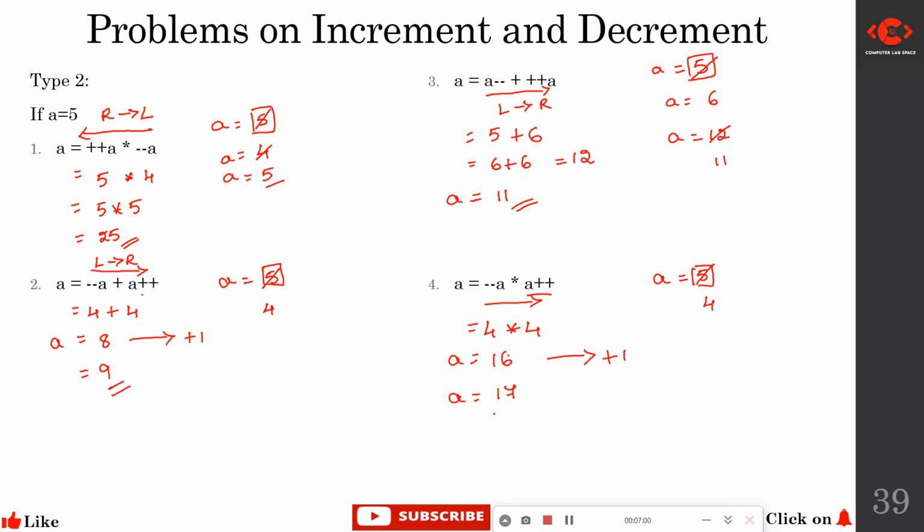Is it clear? I hope the problems are clear now. So we will take up the next sample examples. We'll go for the next. So I have taken one blank slide. So I'm going to take the type 3 problems where we are working on different operands. It is so simple. X is equal to 3 and k is equal to 2.